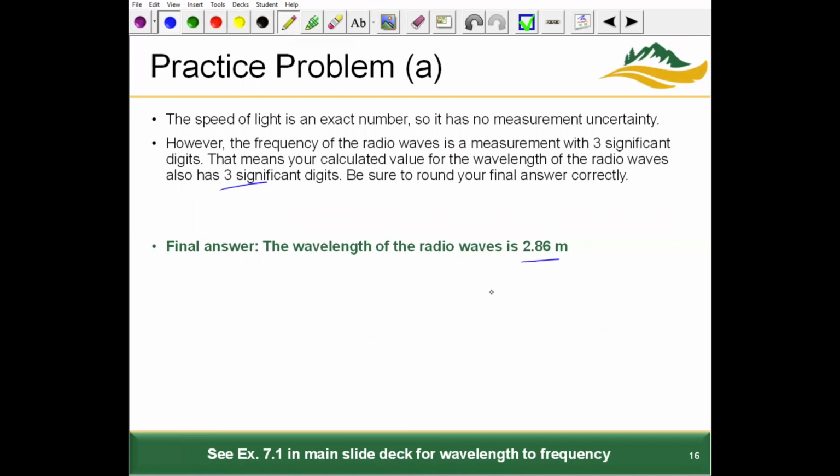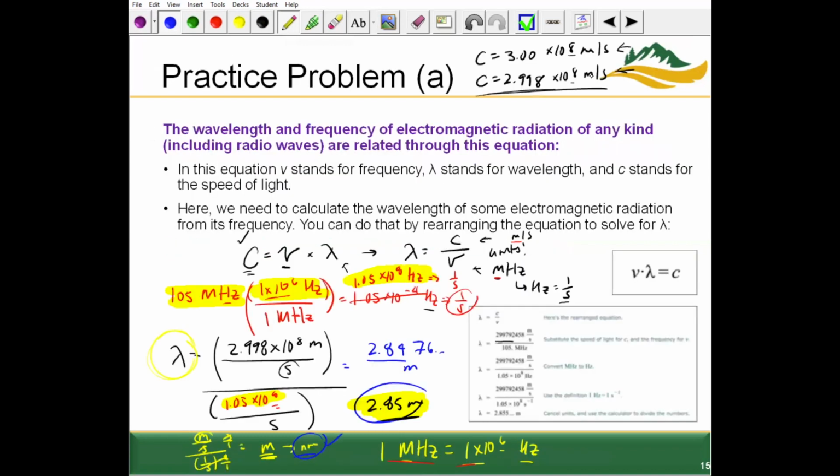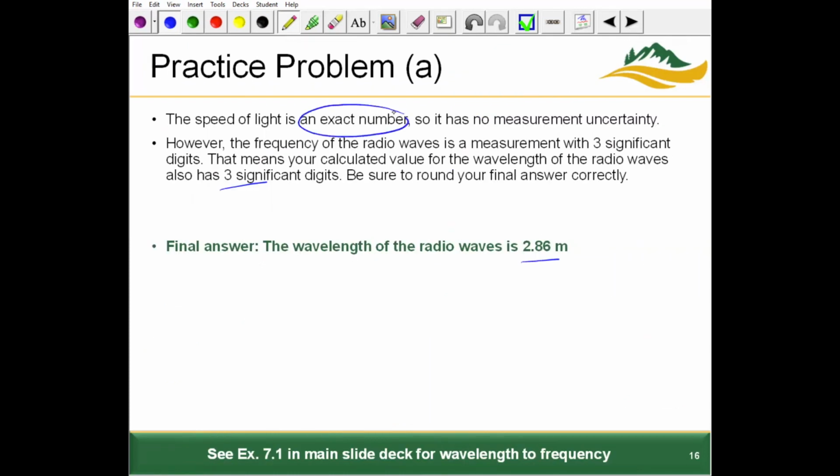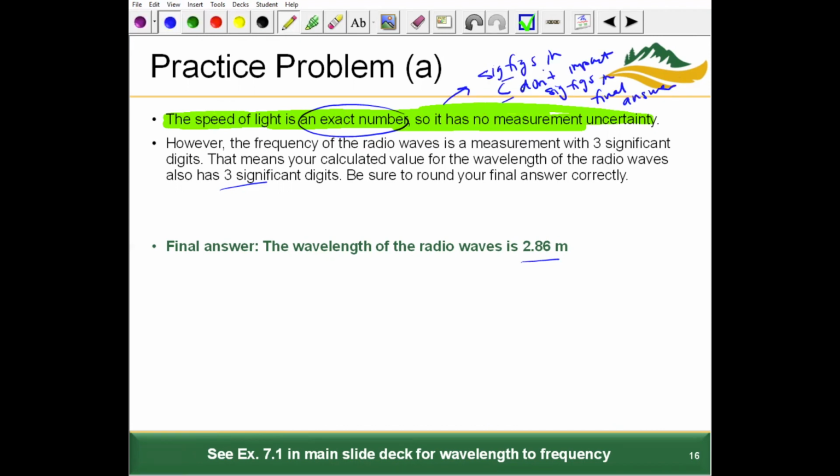The reason we don't care about the speed of light in terms of the number of sig figs, so this 2.998 goes on indefinitely. And even if we use 3.00 times 10 to the 8th, these two numbers, both versions for the speed of light constant, those are exact numbers. So for the speed of light itself, don't worry about the number of sig figs in the speed of light. Just look at the other numbers you're provided with in the problem. So the sig figs in the speed of light do not impact the sig figs in your final answer. So this is our final answer.